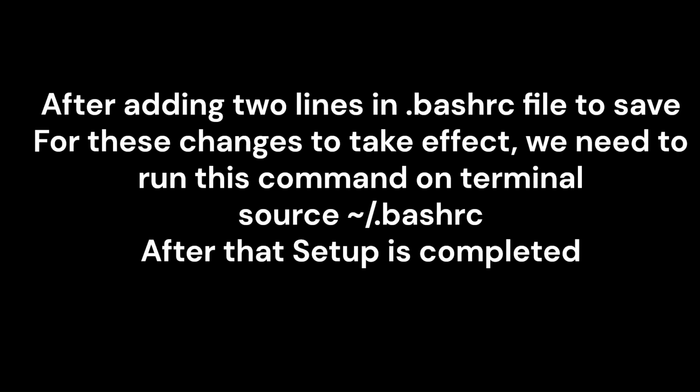After adding the two lines in the .bashrc file, for these changes to take effect, we need to run this command: source ~/.bashrc. Now we can run Kafka commands without typing out the full directory path every time. Now Kafka setup is completed.